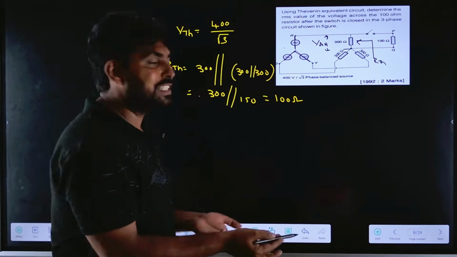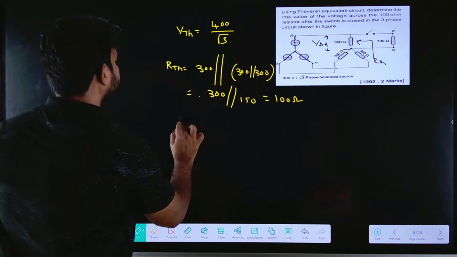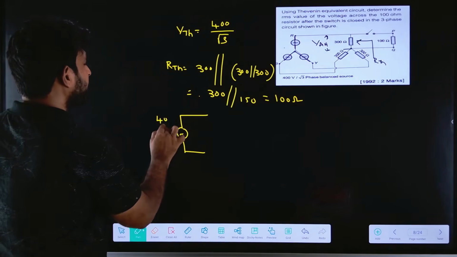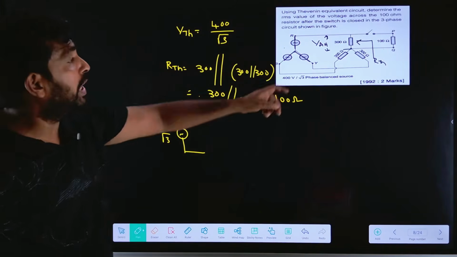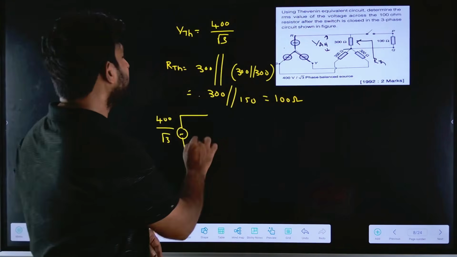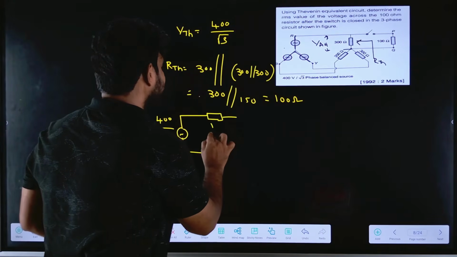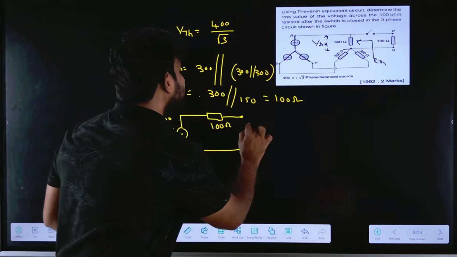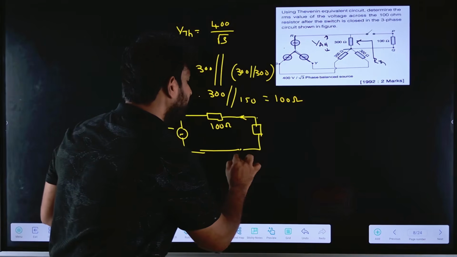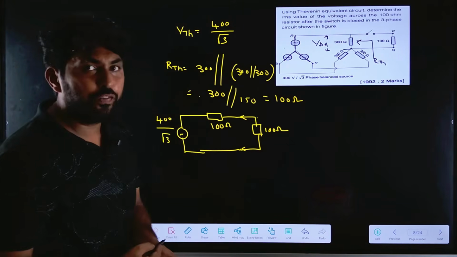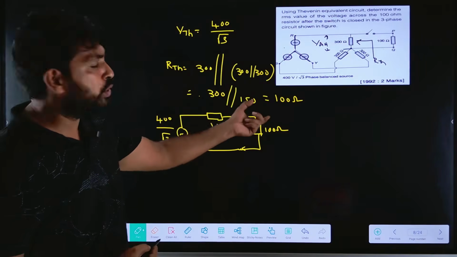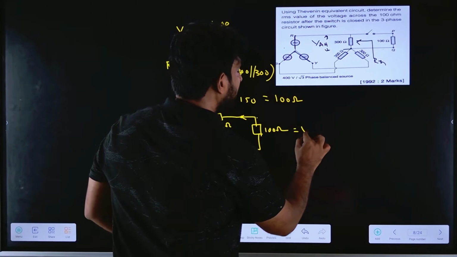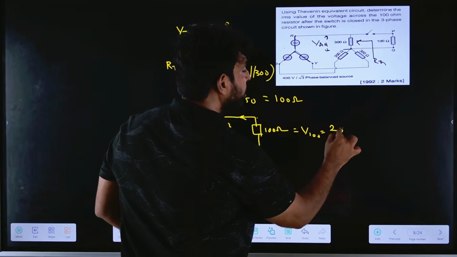Now let us draw the Thevenin's equivalent circuit. We have the Thevenin's voltage, which is 400 by root 3, and the value of the impedance, RTH, is 100 ohms. Now we need to find the voltage across the 100 ohms. If you observe here, the 400 by root 3 is divided into two equal voltages, so the voltage across 100 ohms is equal to 200 divided by root 3.